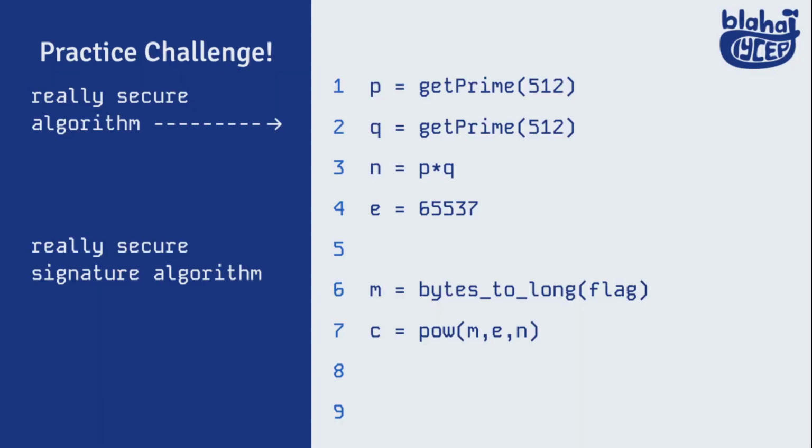So now we have reached the first two practice challenges of today. These two challenges are on the CTFD. They are called 7A really secure algorithm and 7B really secure signature algorithm. We'll give you all about 10 minutes to do the first one.